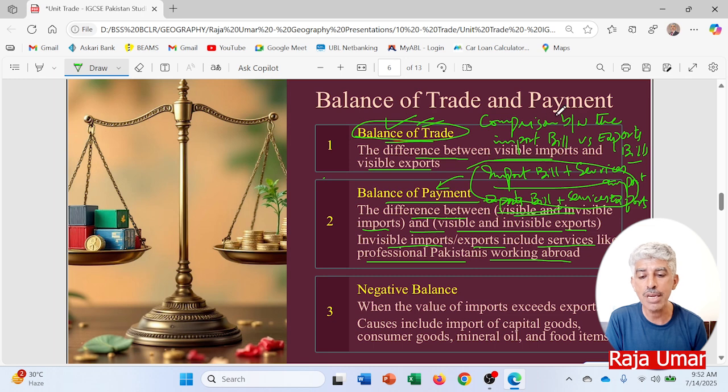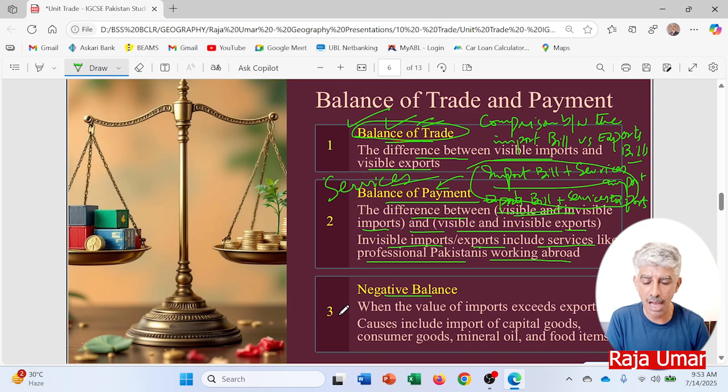So if we compare only the trade, the products, what Pakistan is exporting in the form of products to the other countries and what Pakistan is importing products from the other countries, if we compare these two imports and exports, that will be balance of trade. But if we include services over here as well, so that is known as the balance of payments.